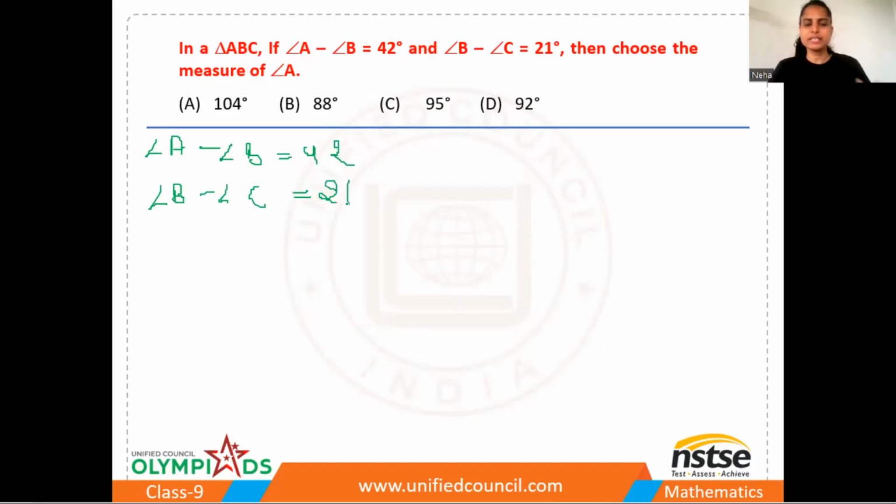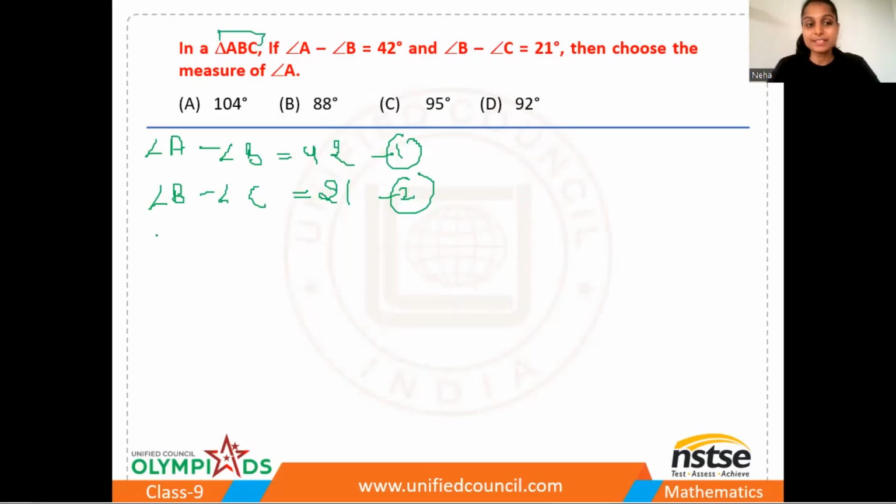So here students, as we can see that in equation number 1 and equation number 2, 3 variables are there, and only 2 equations are there. So if we have 2 equations and 3 variables, we cannot find out the value, right? For 3 variables, we should have 3 equations. Perfect. So what we will do now? Here we can see that ABC is a triangle, right?